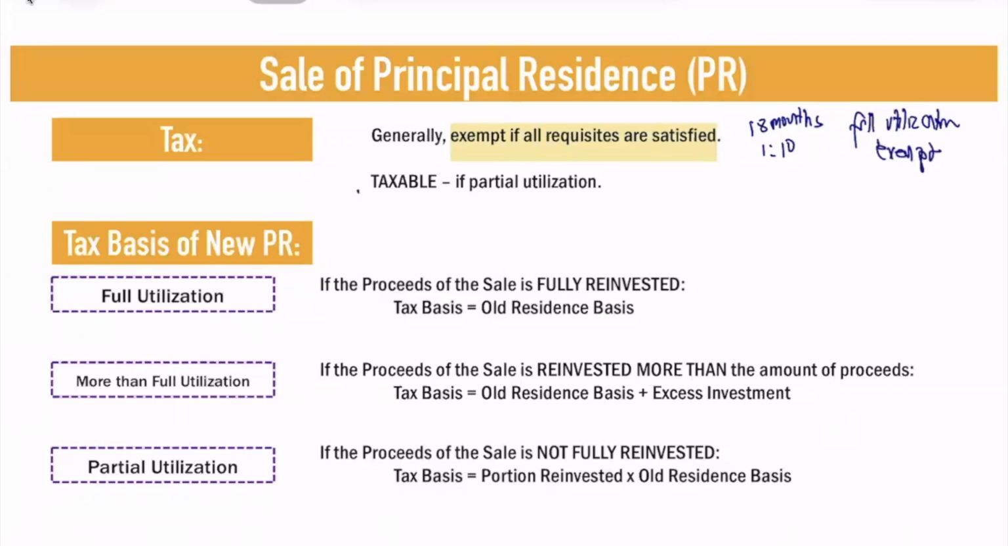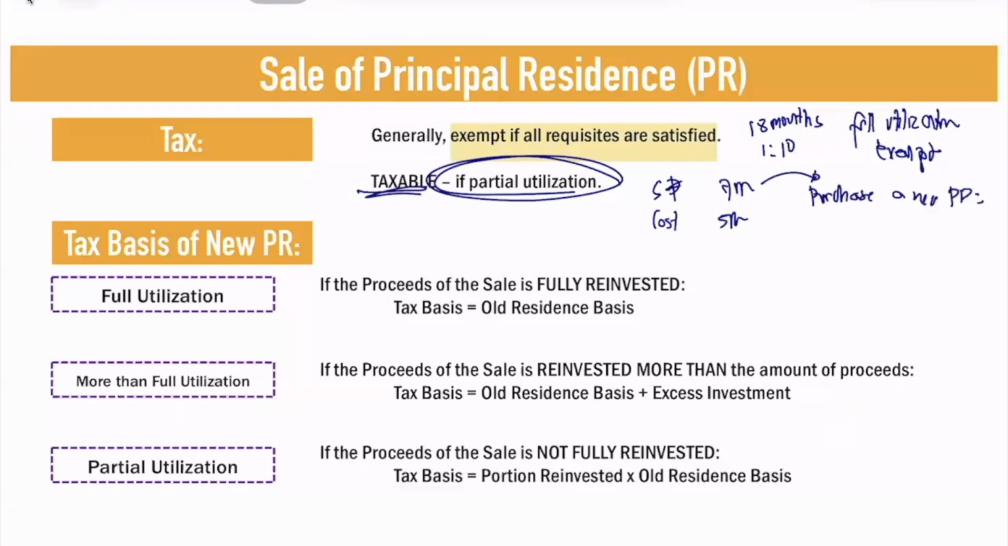Now, when it is taxable, it is when there is partial utilization. So in our example a while back, the selling price is 7 million. The cost is 5 million. Now, if we purchase a new principal residence, let's say for 10 million, did we utilize the whole 7 million? Yes. But what if we only purchase a new principal residence worth 4 million? Then it is not full utilization, because of the 7 million, only 4 million was used. So if partial utilization, it is taxable.